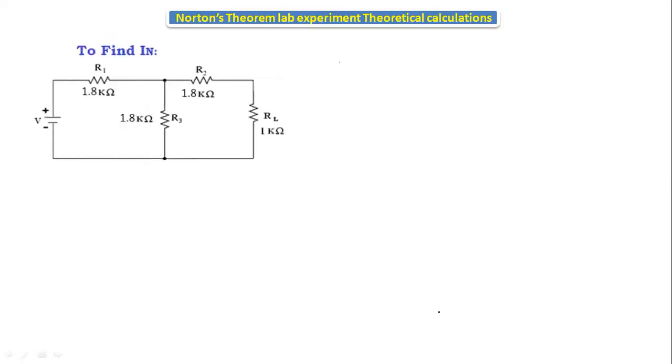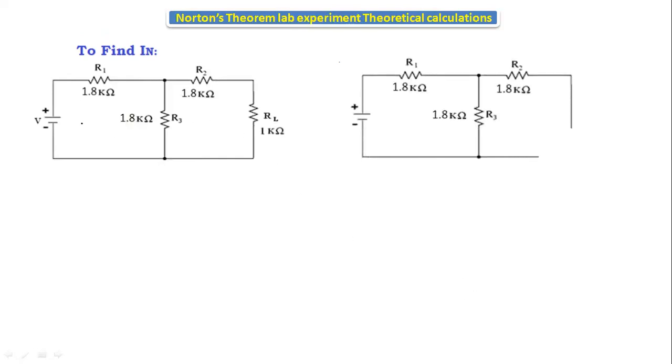Now let's see how to find IN. To find IN, we will short circuit the load resistance and find the current passing through the short circuit terminal. This is nothing but IN. This is the given circuit, and to find IN, the procedure is to short circuit the load resistance and find the current passing through it. Here we are applying 15 volts.